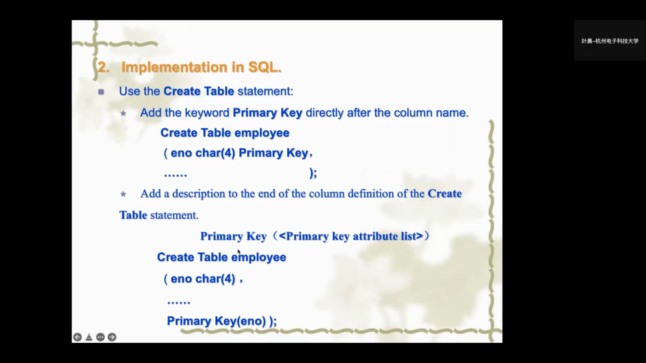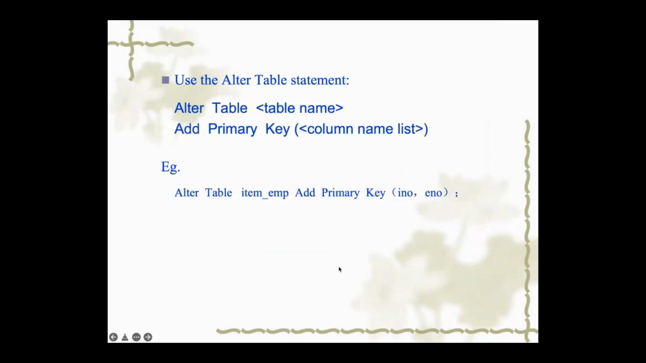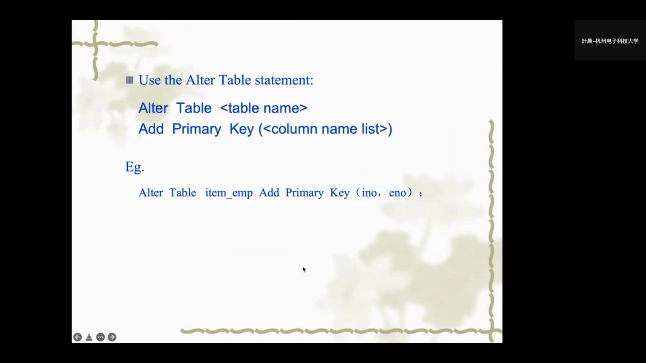And for the case where the primary key is made of multiple attributes, you can use another writing. You can write PRIMARY KEY at the end of the definition, and list the multiple attributes inside the parentheses, one by one. So these are the two ways of defining a primary key to ensure entity integrity.